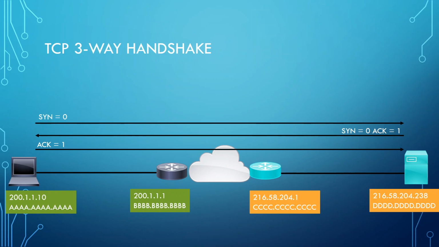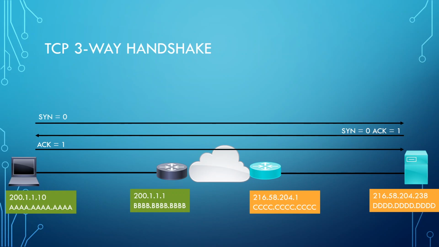Now, Bob is going to receive this SYN ACK message and respond with an ACK message, saying, okay, I've received your SYN message and I'm setting the acknowledgement number to 1 to acknowledge that I've received your SYN message, and the first TCP packet that you send to me should have a sequence number of 1.